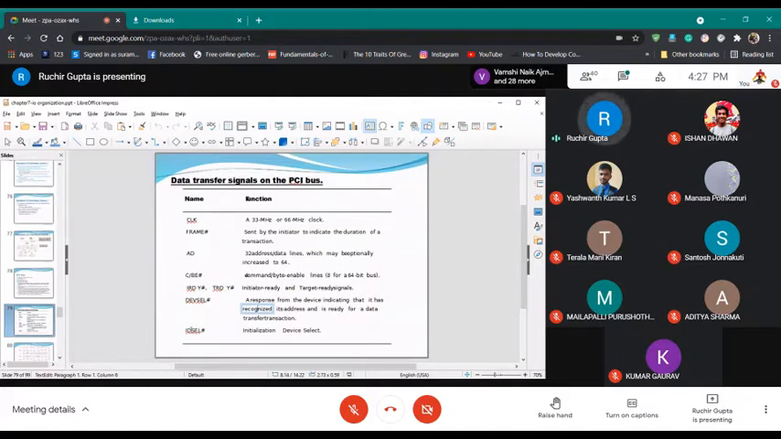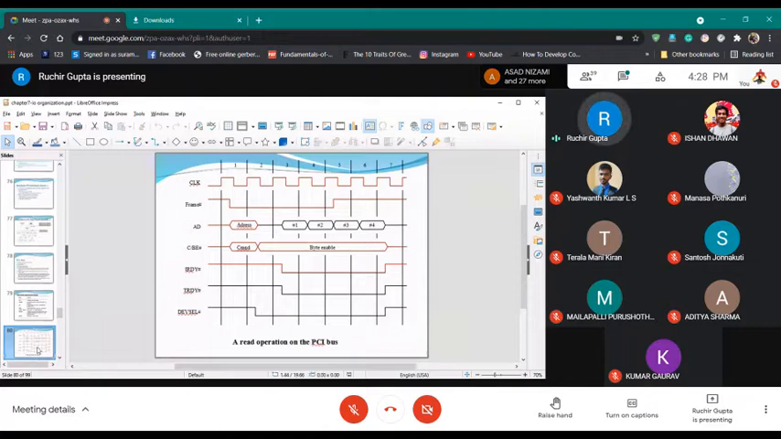So DEVSEL and IDSEL are what make it plug and play, right? Now let's move on to this. A particular transaction. So it's called a transaction. So it's a particular read operation.